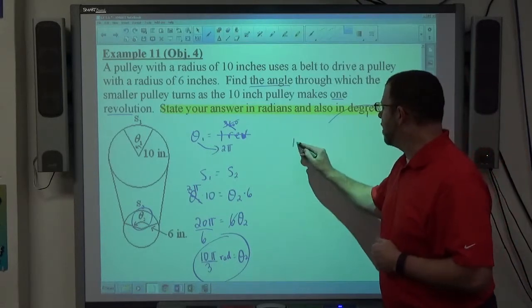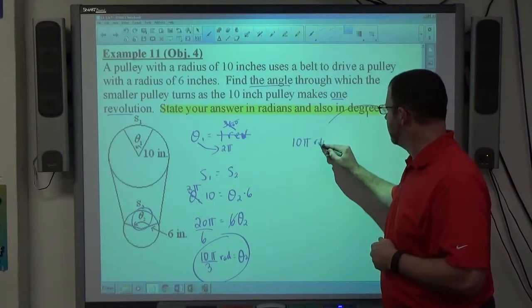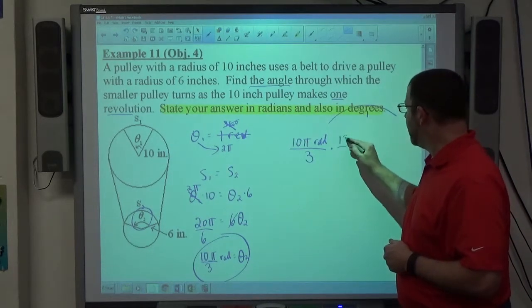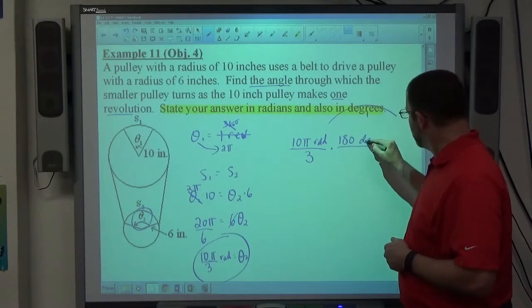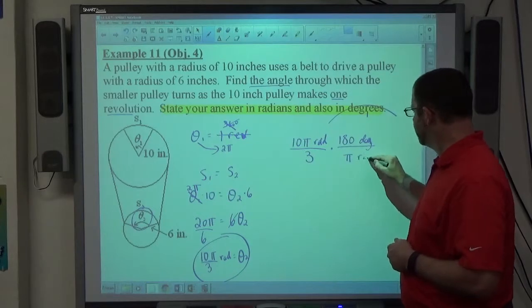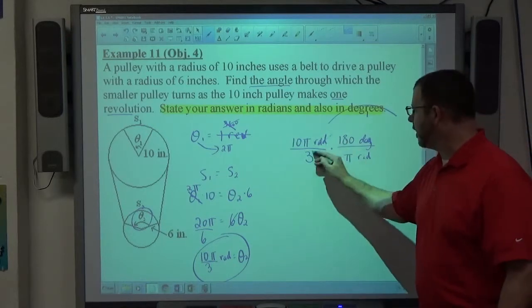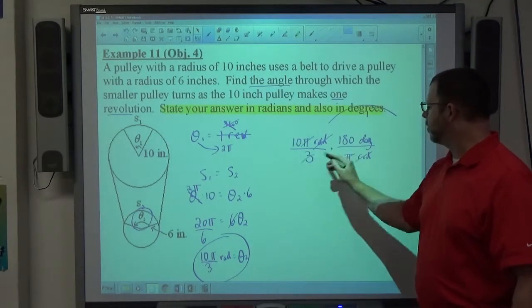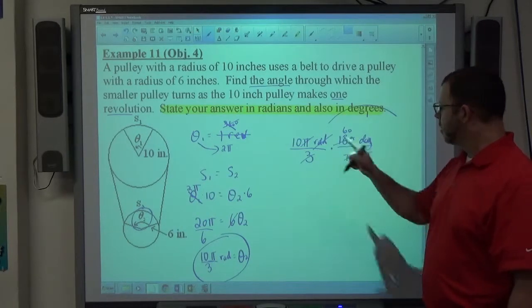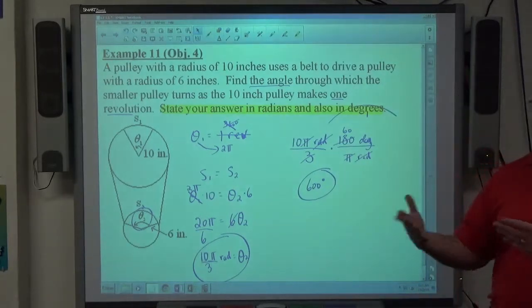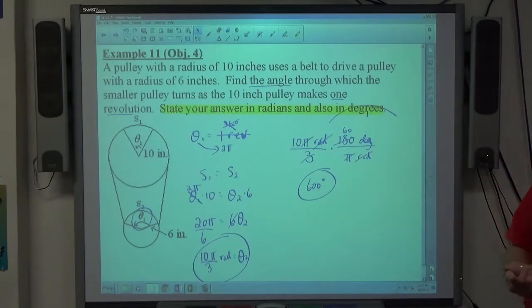So if I have 10 pi over 3 radians and I want to convert that to degrees, I know that 180 degrees is equal to pi radians. I just use that fact that we've already learned to convert. Radian cancels radian, pi cancels pi. 3 goes into 180 60 times. So 10 times 60 is 600 degrees. So go ahead and use the r theta formula to get your radian measure, but then convert using the pi radians equals 180 degrees fact to get back to degrees. Give me both answers. That's what I'm looking for.